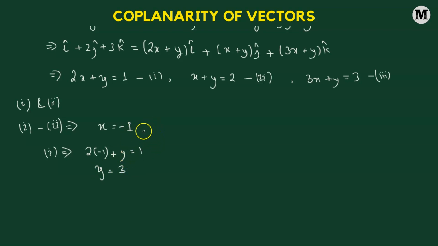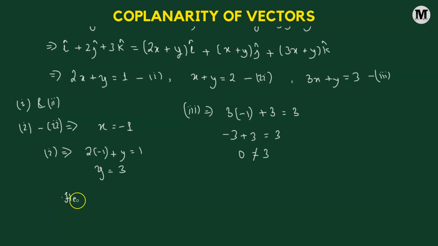Now we will substitute these values back in equation number 3 and verify whether it satisfies equation number 3 or not. In equation number 3, we have 3 times x, which is negative 1, added to y, which is positive 3, equal to 3. Now we have negative 3 plus 3 equals 3, which gives us 0 equals 3, but that's not true. That's incorrect. So this means that the values of x and y obtained by solving equations 1 and 2 do not satisfy the third equation, which means that our initial assumption was wrong.